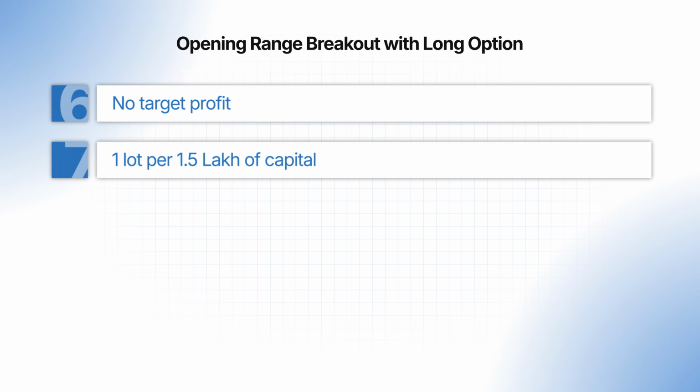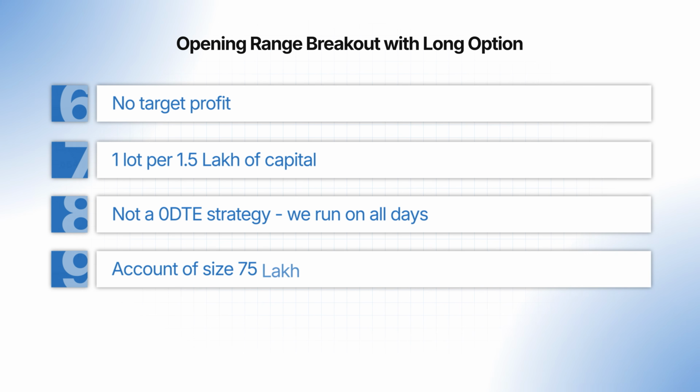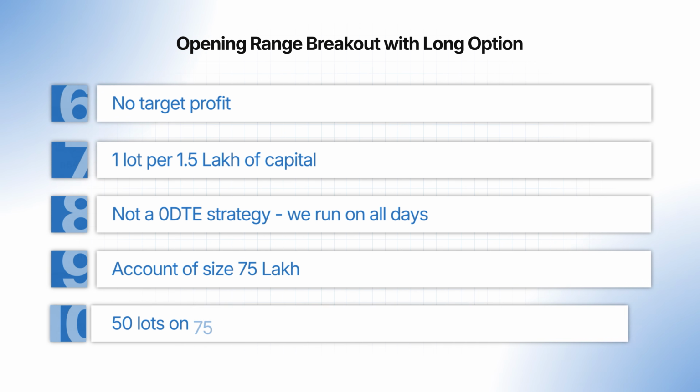And we run this all days? Yes, we run it all days. This is not a zero DT strategy. This is an all days strategy. We assume an account size of, let's say, 75 lakh, which means 75 lakh divided by 1.5 lakh, you would be trading 50 lots on 75 lakh of capital.